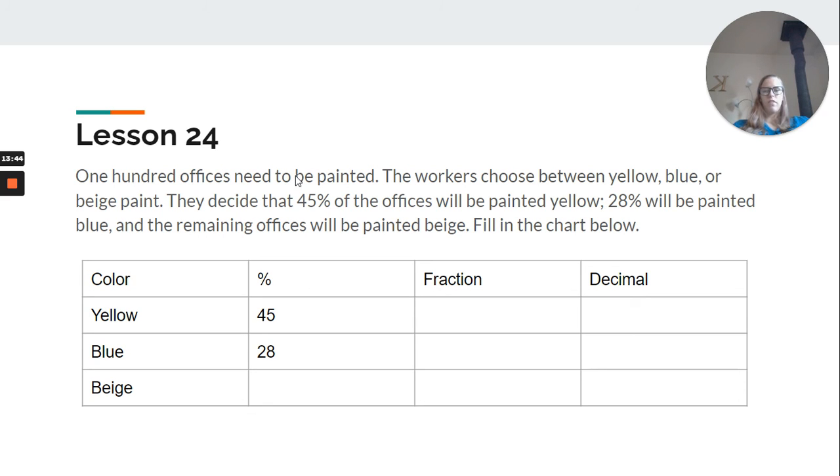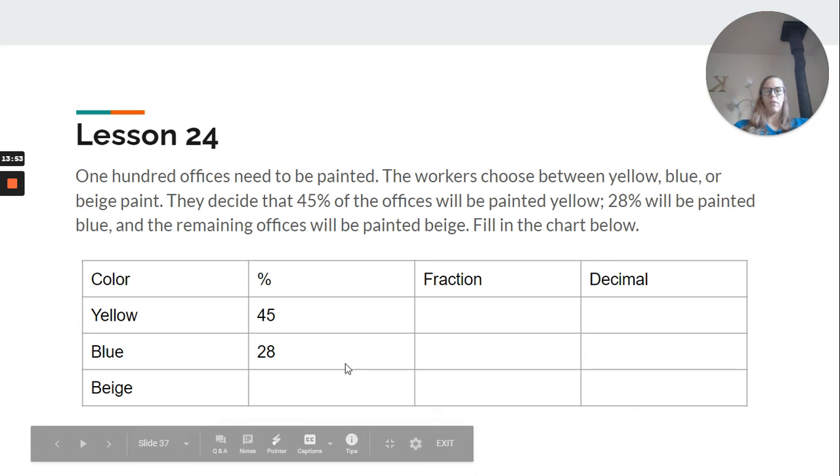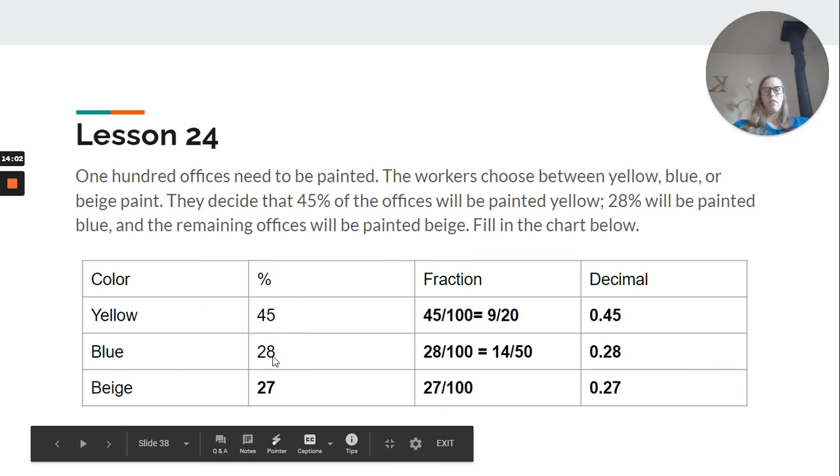24. 100 office pieces need to be painted. So this was our first lesson on percents. The workers choose between yellow, blue, beige. They decide that 45% will be yellow, 28% will be blue, the remaining will be beige. So we need to find what percent is beige, and then what the fractions and decimals are. So 45 plus 28, and then subtract that from 100 gives us 27. And then all of them will just go over 100 for the fraction, and then our decimals 0.45, 0.28, 0.27. If you add those 3 together, you're going to get 1.